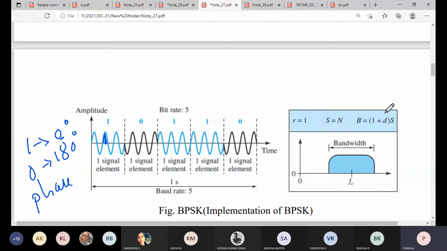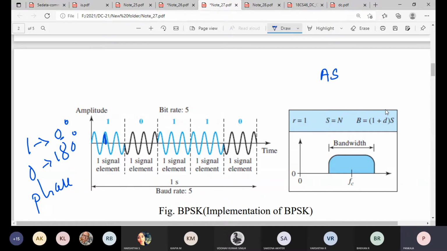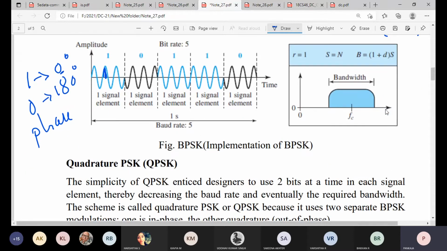Here the bandwidth is the same as ASK. Whatever bandwidth we discussed for ASK is the same here, that is B equals (1 plus d) times S. You should know what these parameters are. S indicates the signal rate and d is a factor. The value for d will normally be given in the problem itself. It will be between 0 and 1, and that will be specified in the problem.